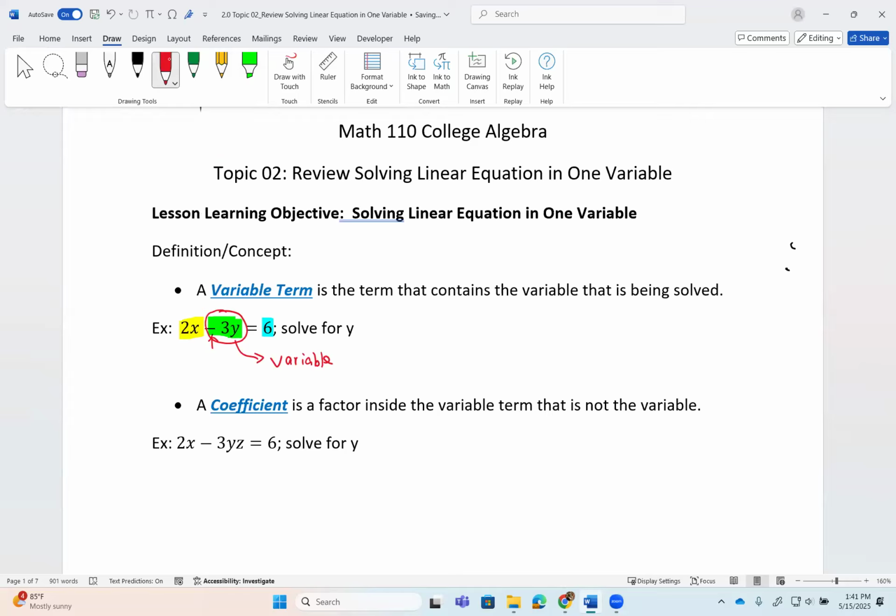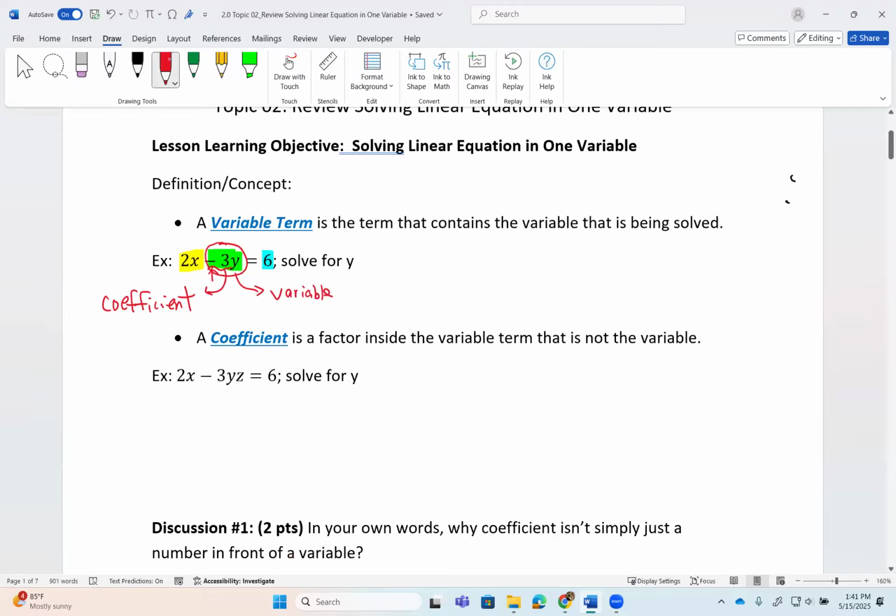So what is negative 3 here? Negative 3 inside this variable term is called the coefficient. But coefficient is not always just a number in front of a variable. That's not a good definition. A better definition is here: a coefficient is a factor or factors inside the variable term that is not the variable itself. That's what a coefficient really is.